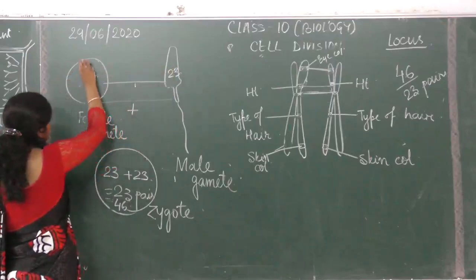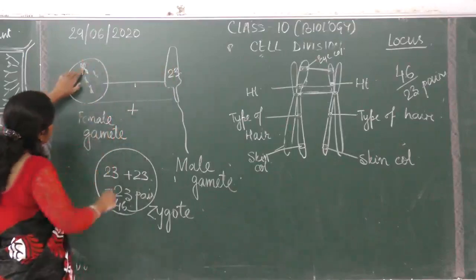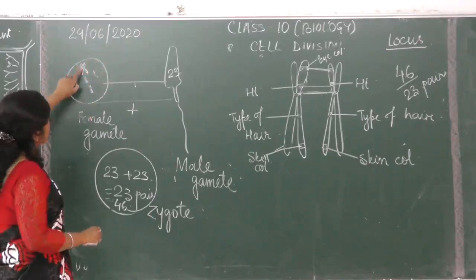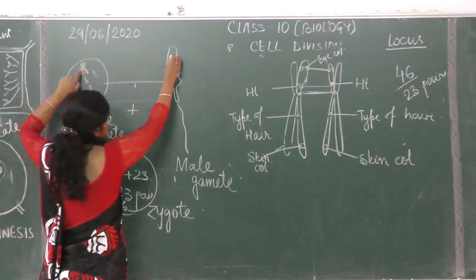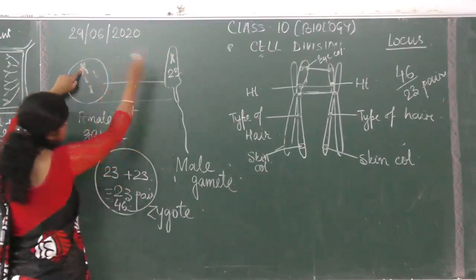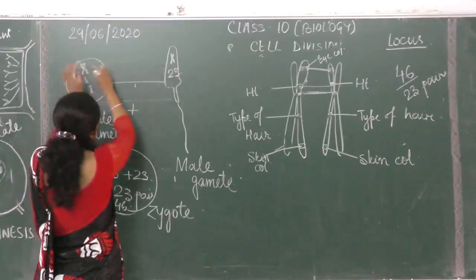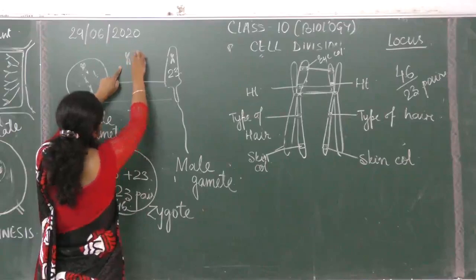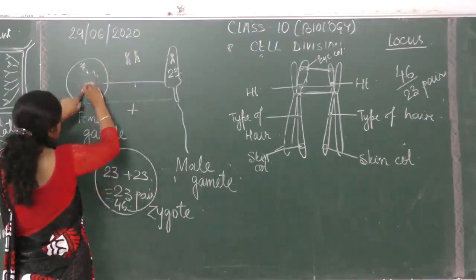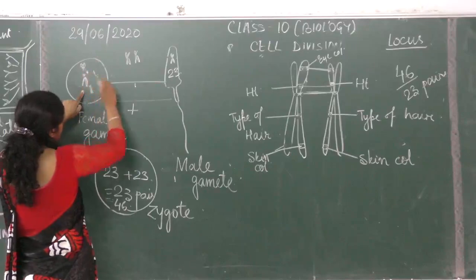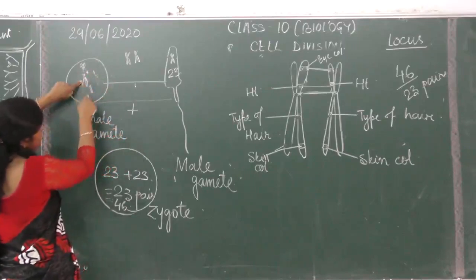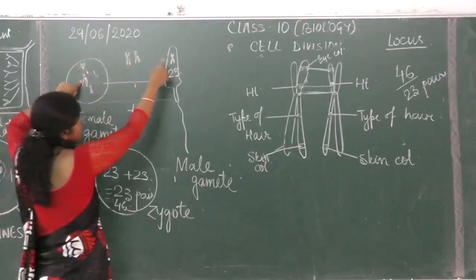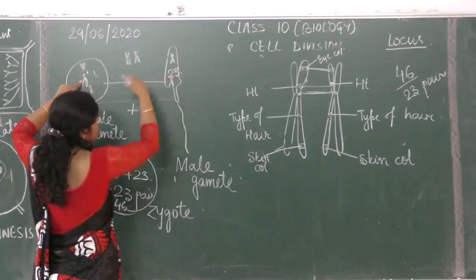Suppose this is a chromosome, you will not find the pair of this chromosome in a gamete. Where will you find it? The pair is present over here. So when the fusion occurs, this and this come together. If you see this chromosome, you will not find a pair of this chromosome in the egg cell or in the ovum. You will find it in the sperm.